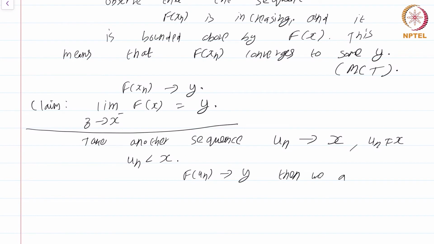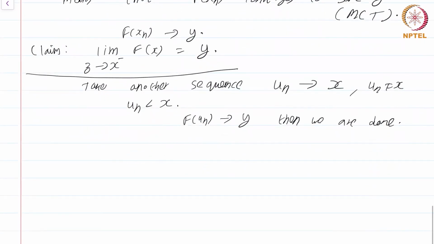Essentially what I'm doing is, no matter what sequence you choose that converges to x but from the left, the image sequence must converge to y. Then the limit as z goes to x minus of f(z) equals y is true. This is what I want you to check from the definition of one-sided limit. It's just 2 or 3 lines of verification. Why is this the case?